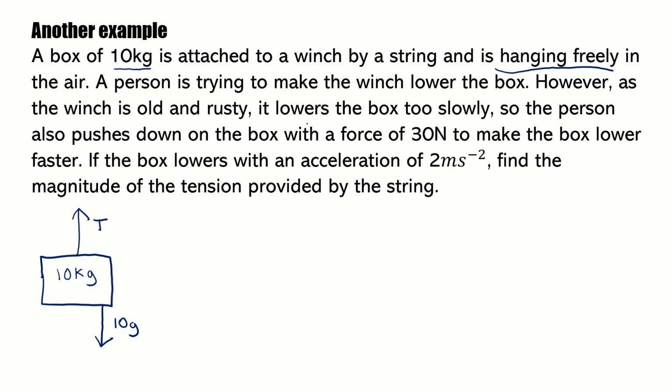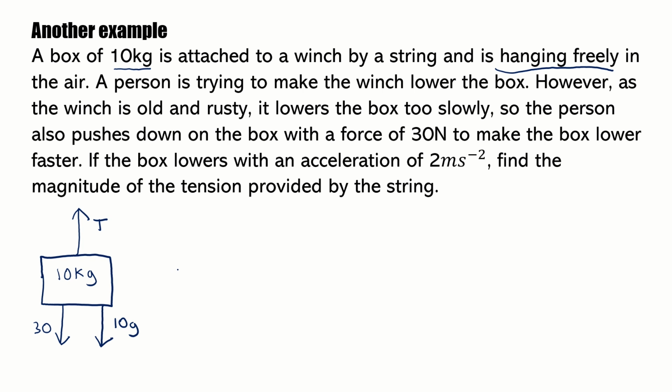However, then later it tells us that the person is pushing down on the box with a force of 30 newtons. So therefore we need another downwards force, but this time of 30 newtons size. I'm just going to put 30 rather than 30 N because you can assume that all the forces are in newtons if you're doing a force diagram properly anyway.